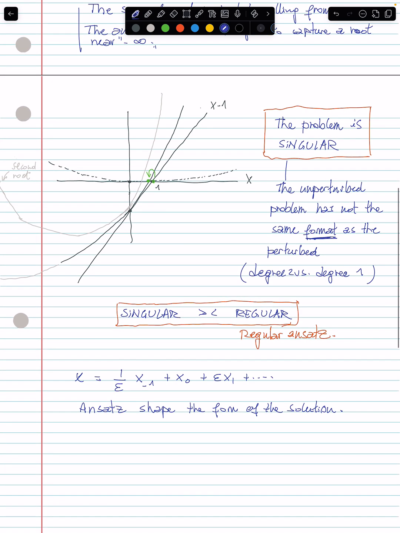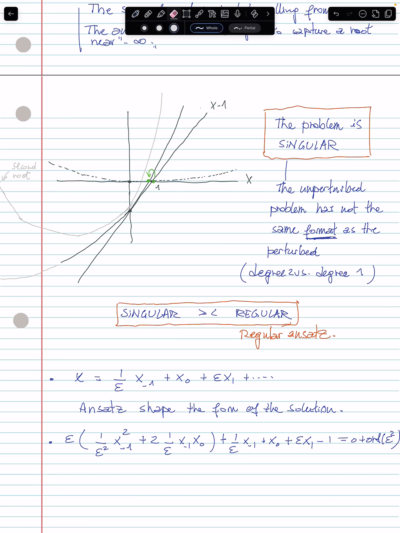So what we do, first we use an ansatz, then we push the ansatz into the governing equation. So we need epsilon multiplied by x squared. X squared is this squared plus twice 1 over epsilon x minus 1 x0 plus x minus 1 plus x0 plus epsilon x1 and so on minus 1, and this is equal to 0 plus order epsilon squared.